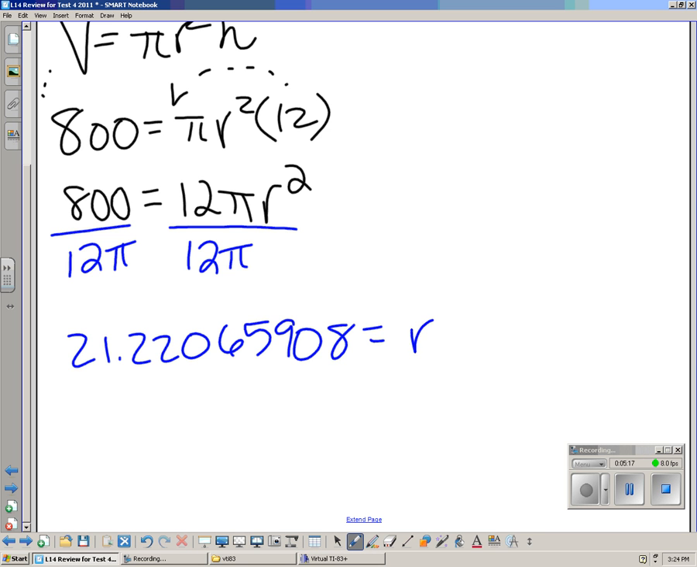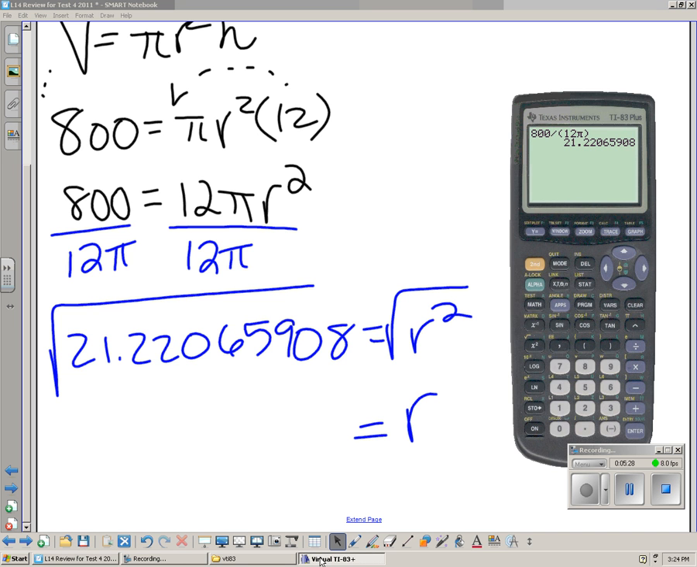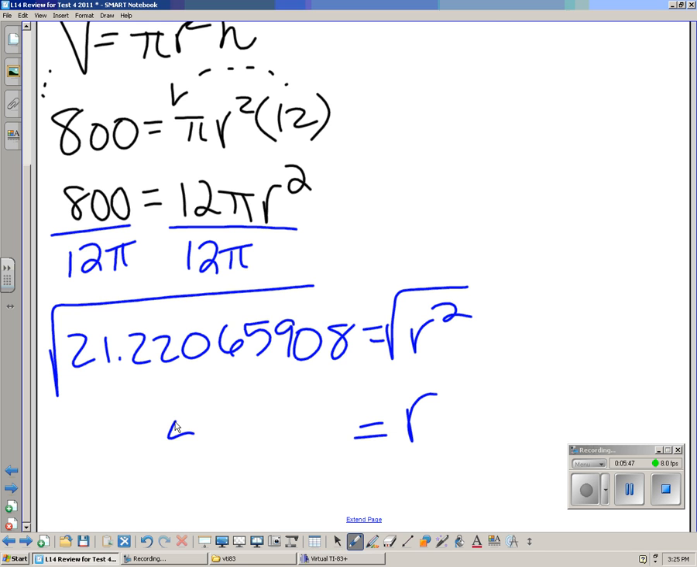21.22065908 is r squared. And now to undo the square on r, we're going to take the square root. So we get r equals the square root of that number. So the square root of 21.22065908 is equal to 4.6065, and so on. We were asked to round to the nearest tenth. That answer rounded to the nearest tenth would be 4.6, and it would be in inches, because it's a radius.